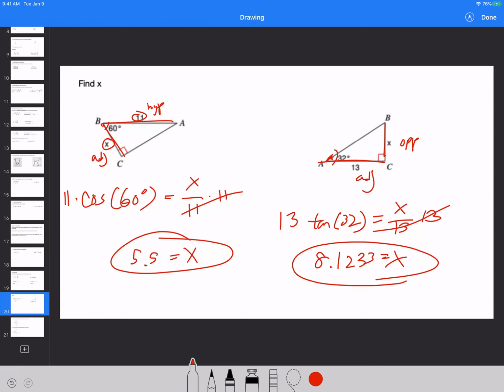8.1233 should be your x. And that should be the value for the opposite length from the angle 32.